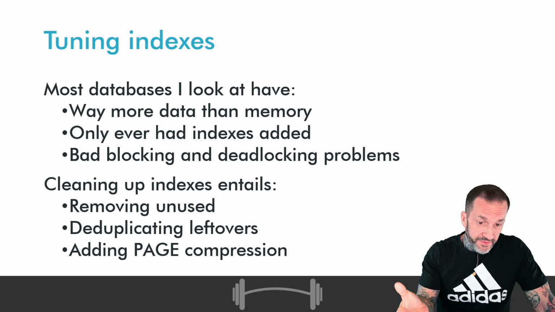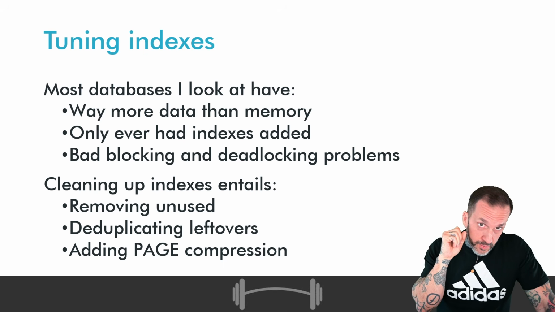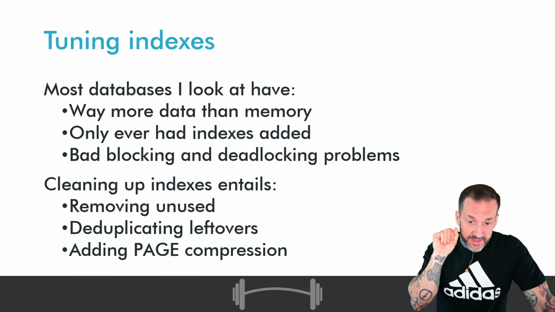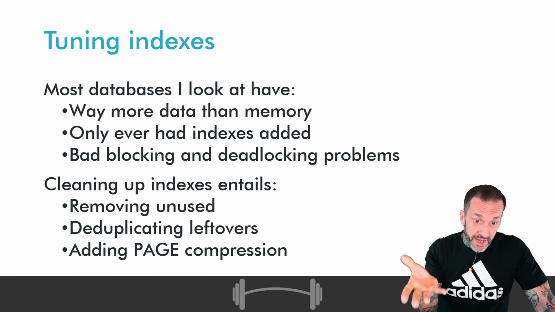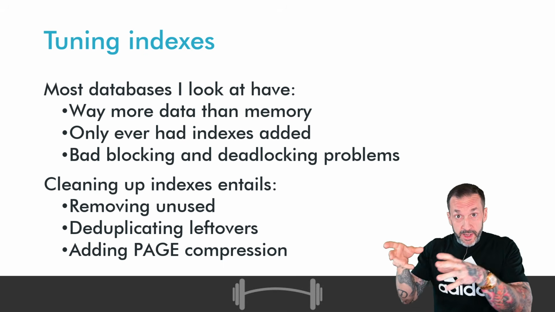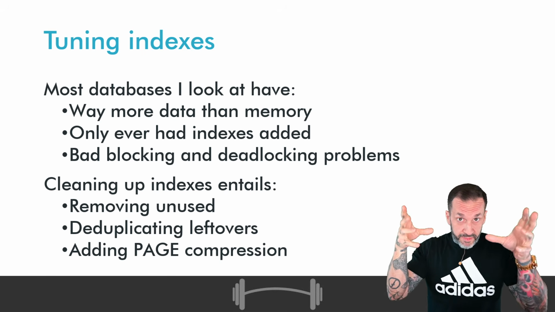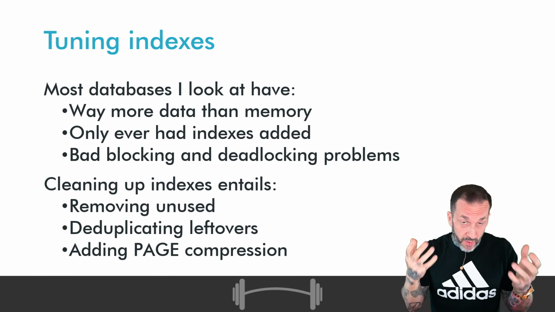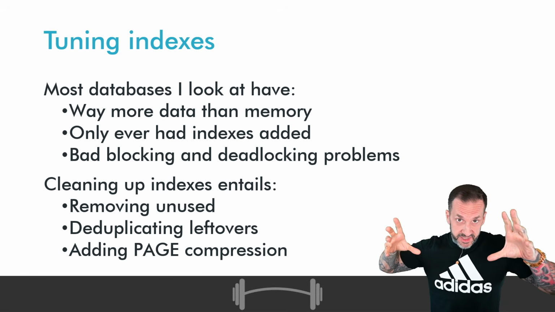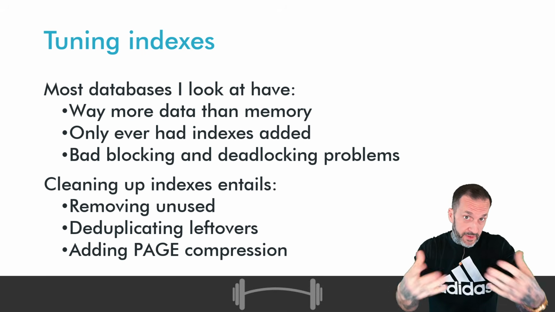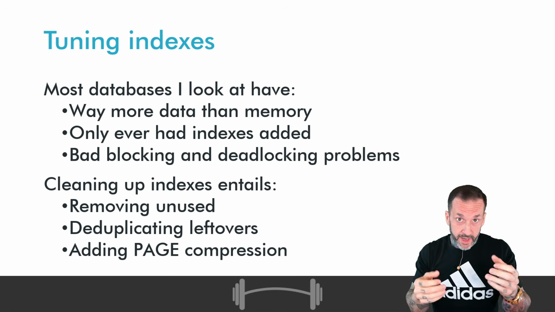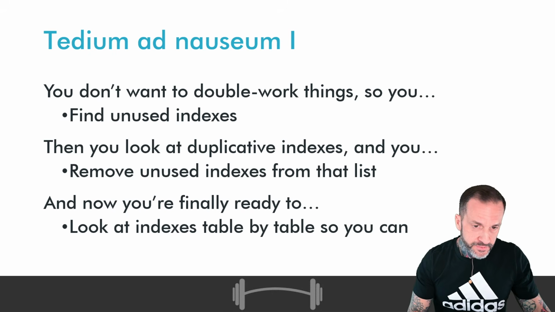So the cleanup process typically consists of removing unused indexes, deduplicating leftovers, and adding page compression, right? And adding page compression is great because it makes your data smaller on disk and in memory, so you make better use of the memory that you have. So the point of this script is to really clean up all the indexes you have, make them as small as possible, and then you have a very clear sense of whether you need more memory. Now you know, right? Now you can figure it out.